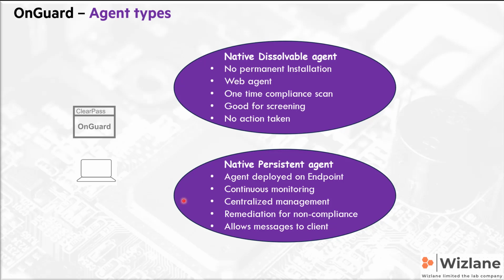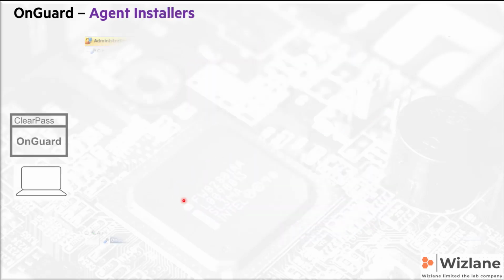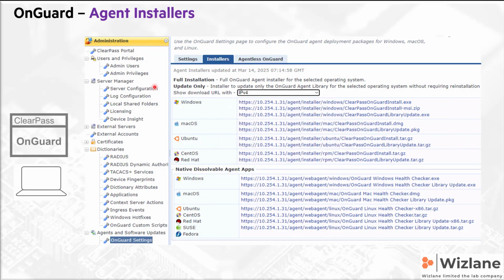And for that, in ClearPass itself, in the agent, you need to look at the agent installers here. So you go to Administration, OnGuard Settings under Agents and Software Updates. You'll go and define your installers. These are the installers you can click.